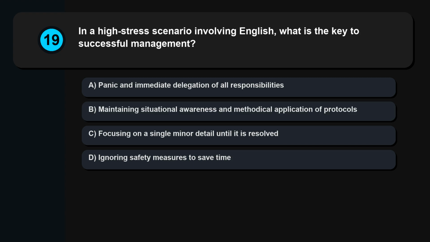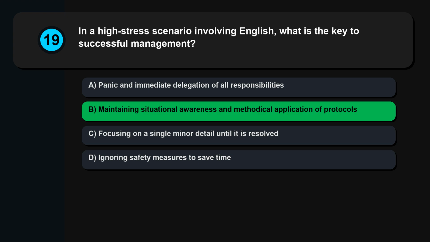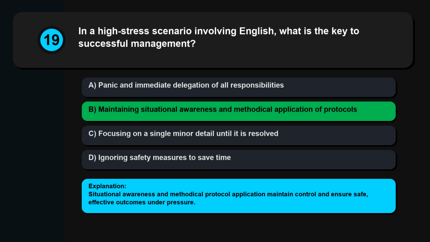Question 19. In a high-stress scenario involving English, what is the key to successful management? Panic and immediate delegation of all responsibilities. Maintaining situational awareness and methodical application of protocols. Focusing on a single minor detail until it is resolved. Ignoring safety measures to save time. Situational awareness and methodical protocol application maintain control and ensure safe, effective outcomes under pressure.